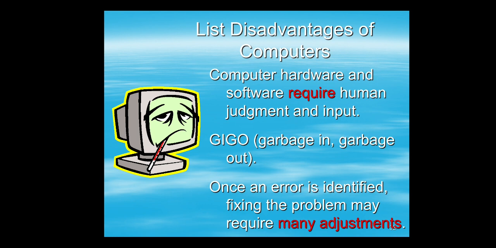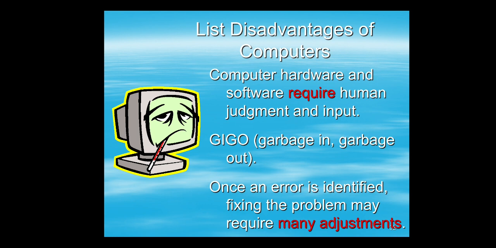Okay, and the second disadvantage is GIGO, garbage in, garbage out. Garbage in, garbage out means if you use computer software to do accounting record, if you put wrong number, then the output will be wrong. That's the simple way to say about it. The computer cannot think. If you put wrong data, the output will be wrong.